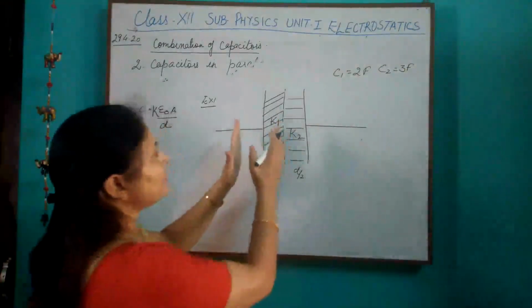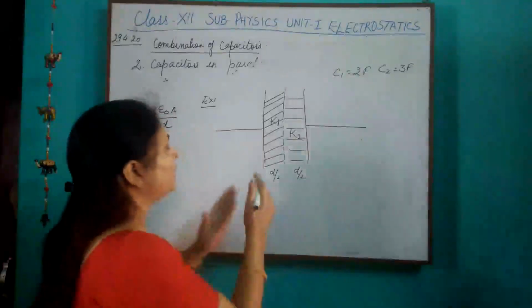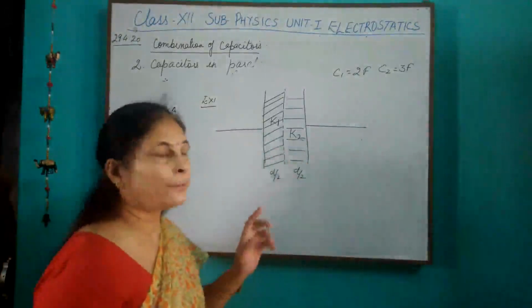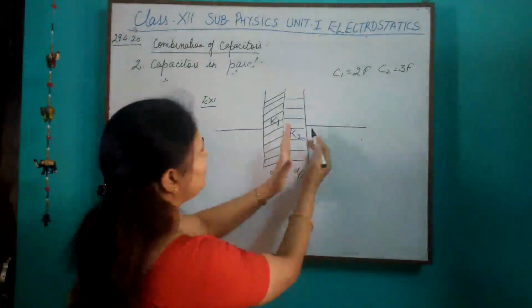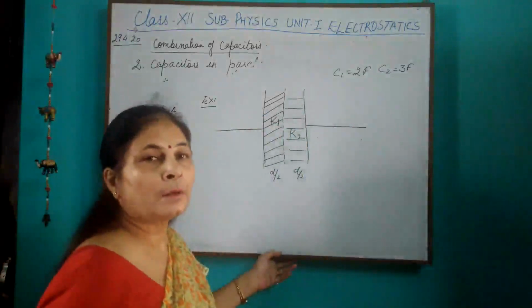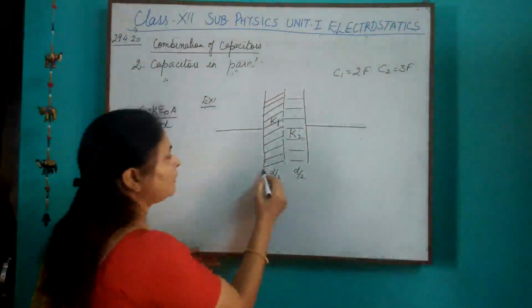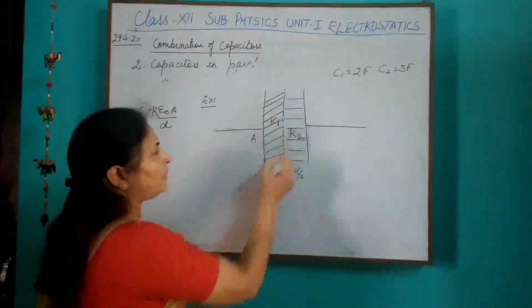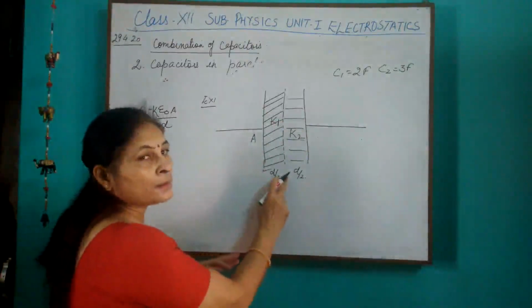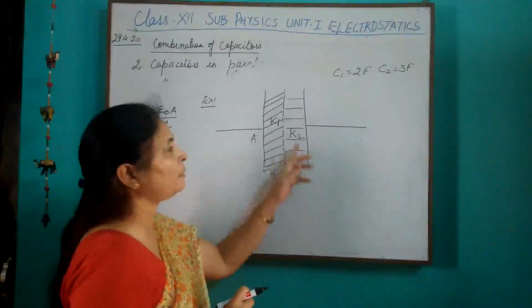See, this is a single capacitor, but it is behaving as if it is a series combination of these two capacitors separately. This is one capacitor, this is one capacitor. So this is a series combination of two capacitors. Since the area of plate is going to remain the same, area A, distance D by 2, dielectric constant K1. Here again D by 2, K2.